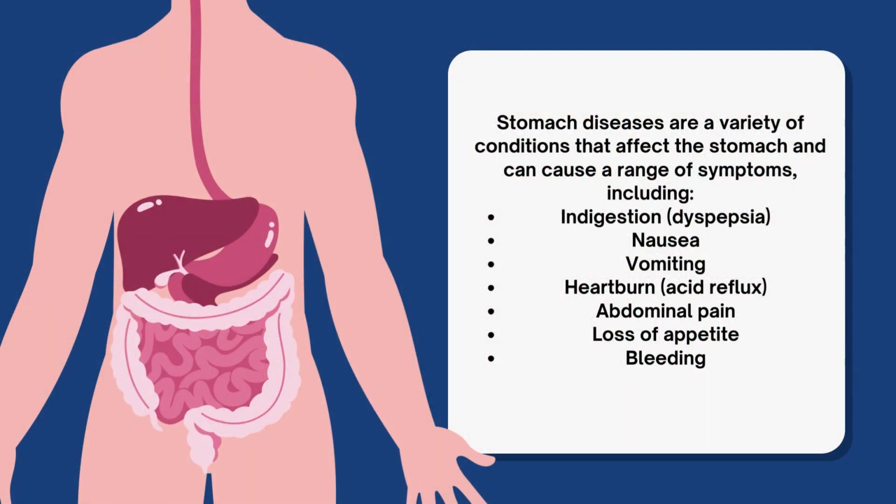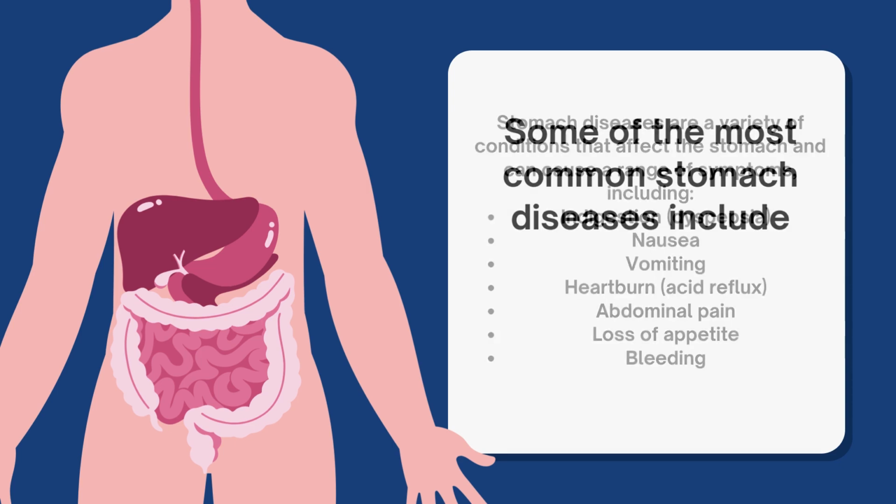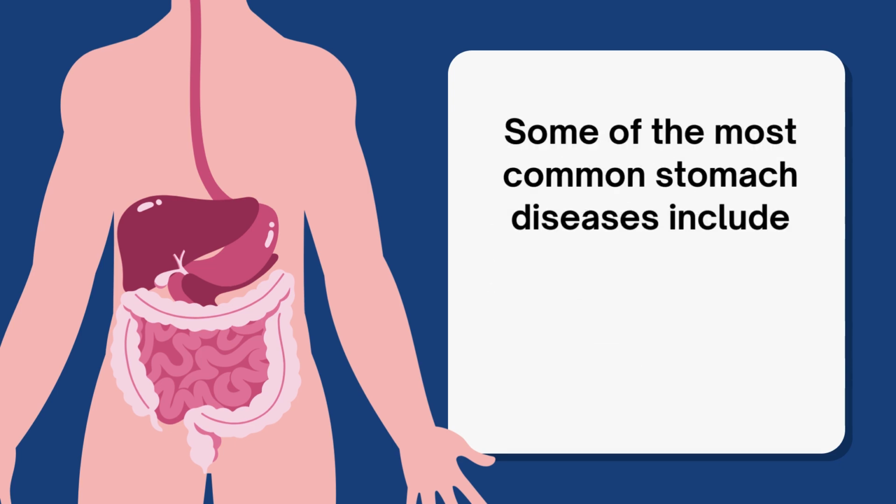Stomach diseases are a variety of conditions that affect the stomach and can cause a range of symptoms, including indigestion, dyspepsia, nausea, vomiting, heartburn, acid reflux, abdominal pain, loss of appetite, bleeding. Some of the most common stomach diseases include peptic ulcers.